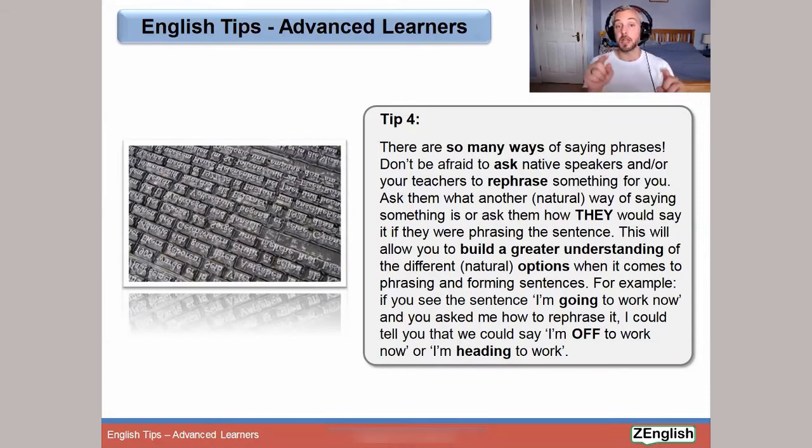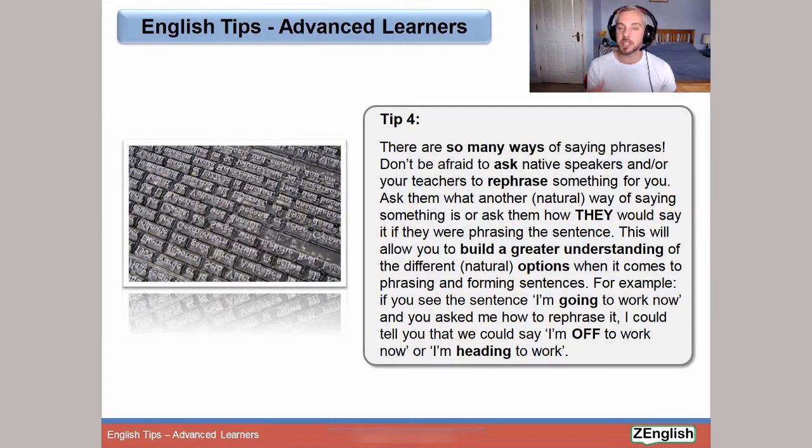For example, if you see the sentence, "I'm going to work now," and you asked me how to rephrase it, I could tell you that we could say, "I'm off to work now," or "I'm heading to work." So you'll be familiar with the verb to go, very useful, but how about using off? "I am off," or "I am heading." So try and think about these other natural ways of phrasing and ask people about it.